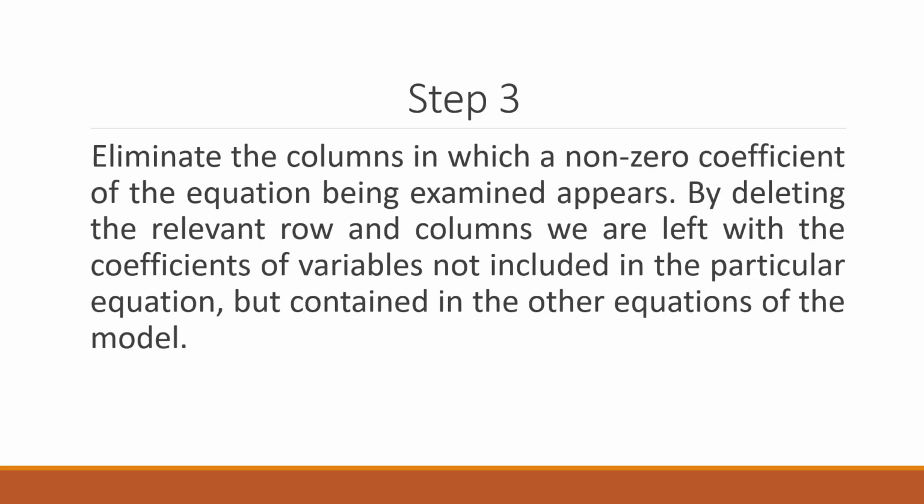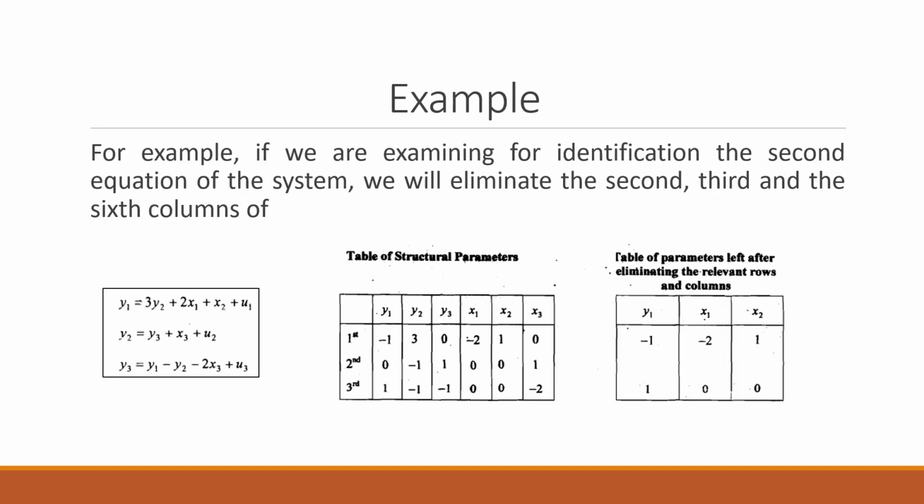Step 3: eliminate the columns in which non-zero coefficients of the equation being examined appear. By deleting the relevant rows and columns, we are left with the coefficients of the variables not included in the particular equation but contained in the other equations of the model. Let's see how we will be doing it. Step 2 and step 3, we are doing it at present. Equations 1, 2, and 3 are there. This we had done in the previous steps.